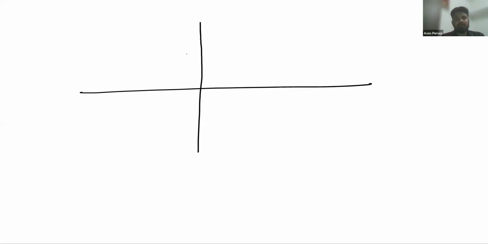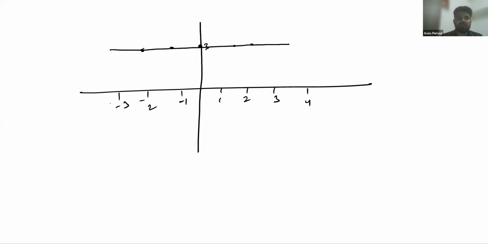Now coming to the next point: if a line is passing through 3 of y, parallel to the x-axis, you know that every point on this line has y equal to 3. The x is going to change. For example, I write here 1, 2, 3, 4, -1, -2, -3, -4.